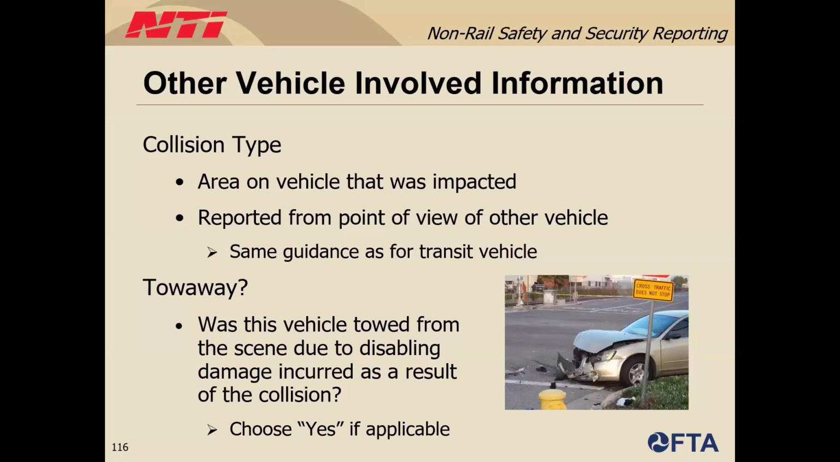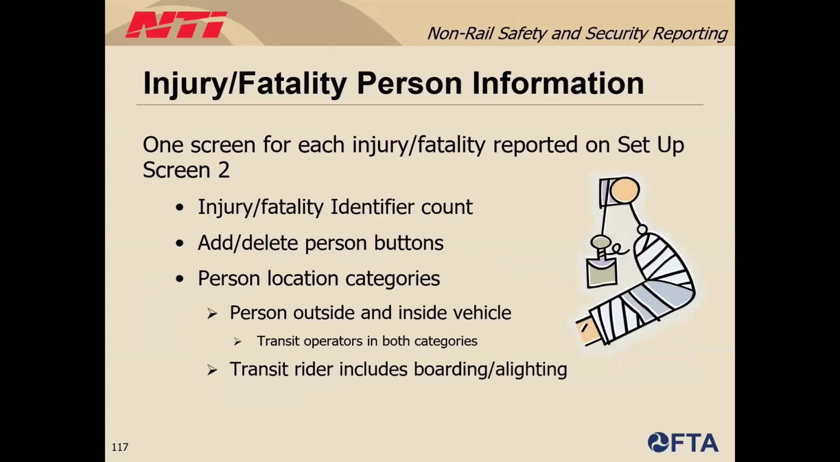This concludes the collision information screen. If your event includes an injury or fatality, you will need to complete a screen for each person. This form also includes a person count and buttons for increasing or decreasing the number of people. Person type location categories are divided into two groups: persons outside the vehicle and persons inside the vehicle. Transit vehicle rider is the correct choice for passengers boarding or alighting.